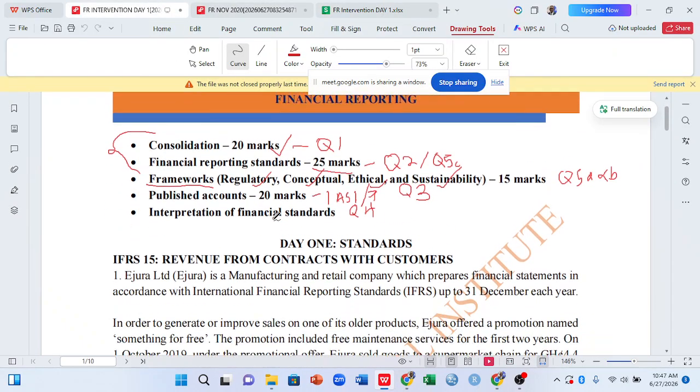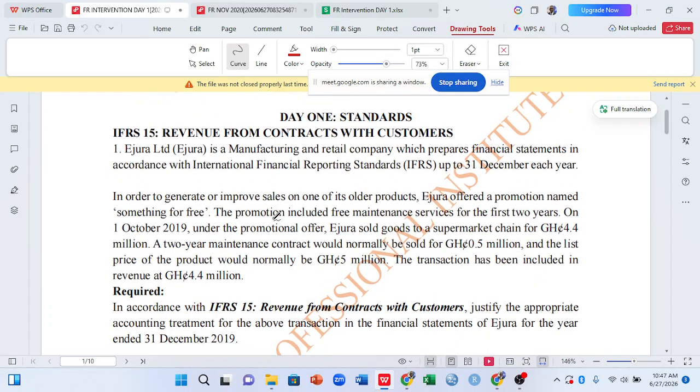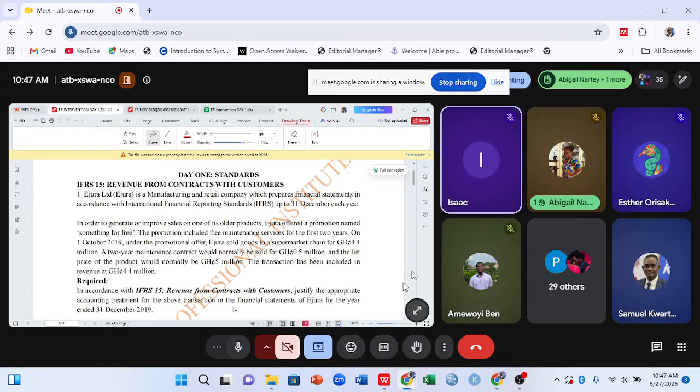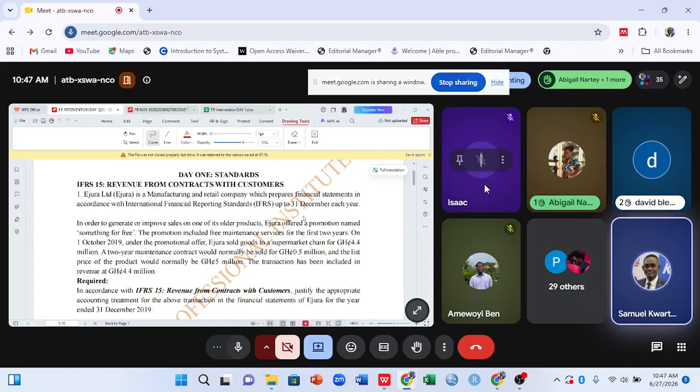We'll start with the accounting standards. We'll look at some key standards we have.